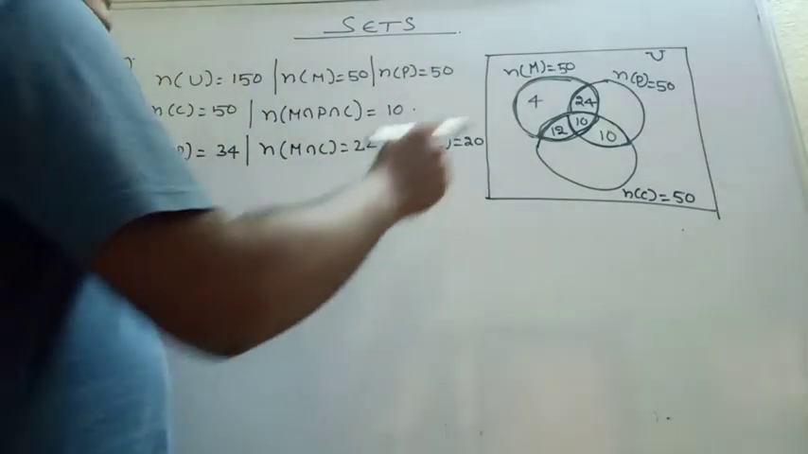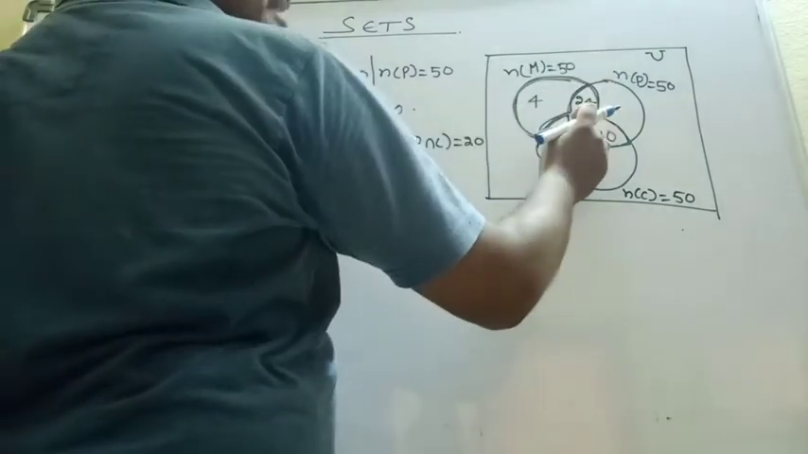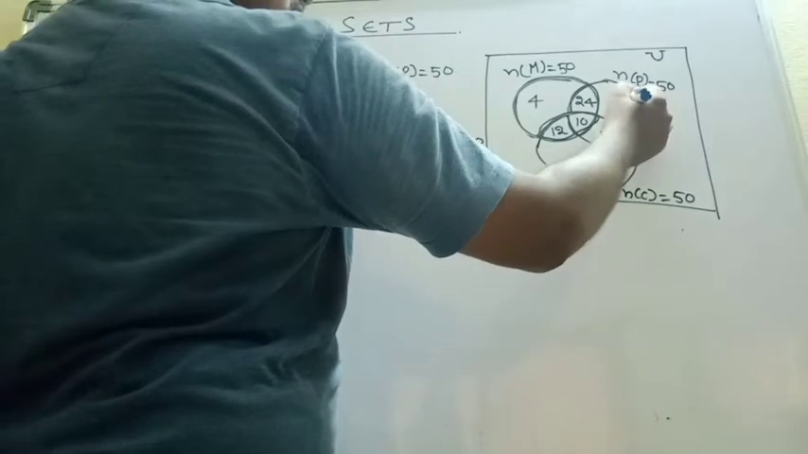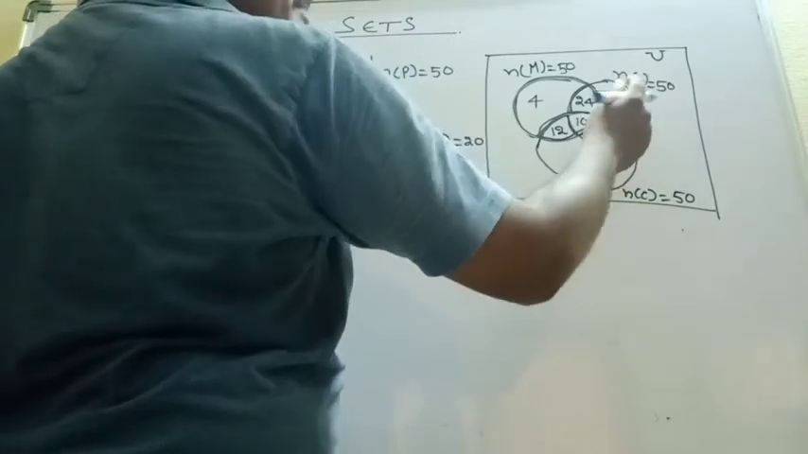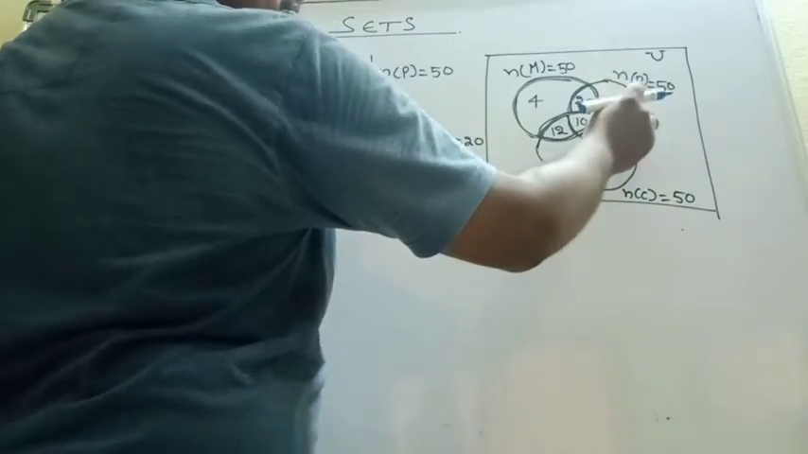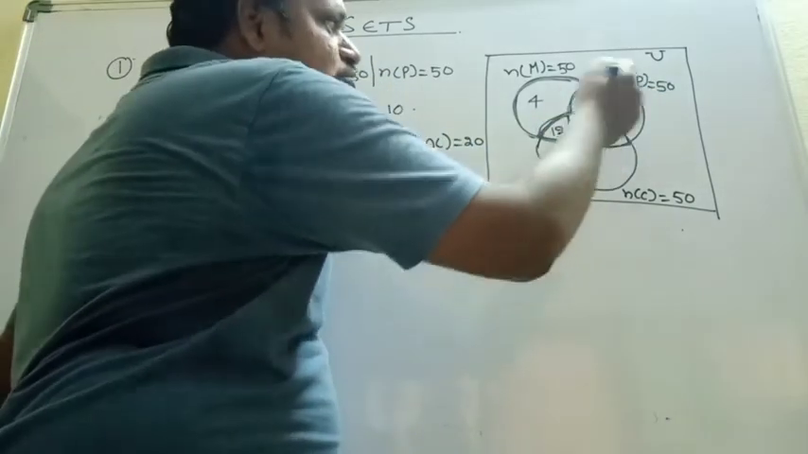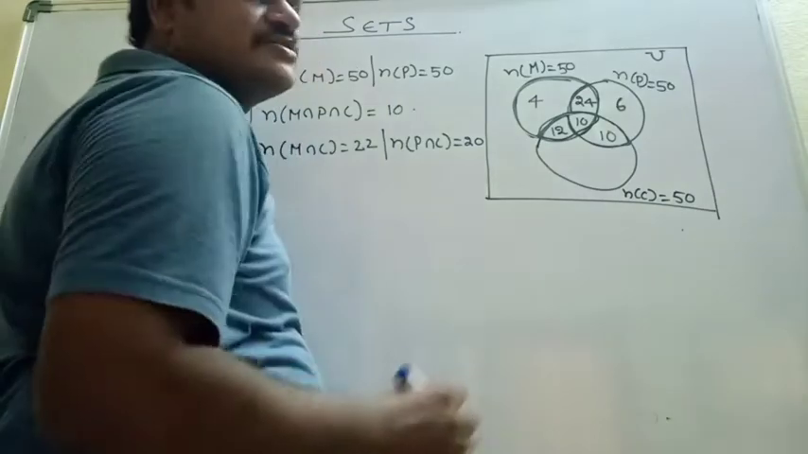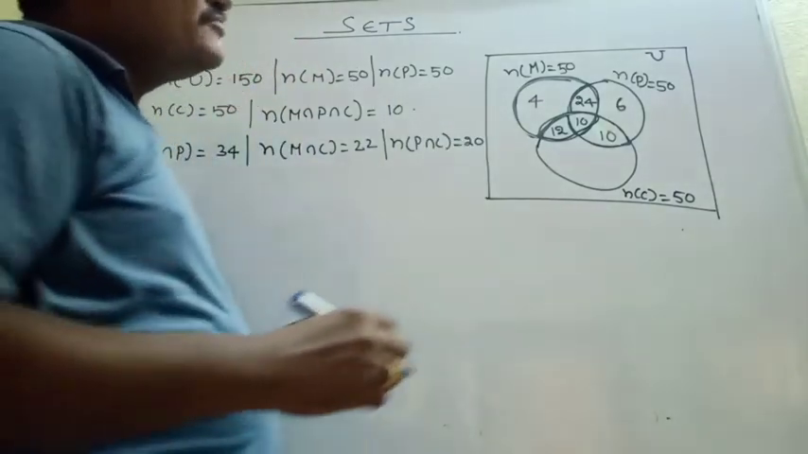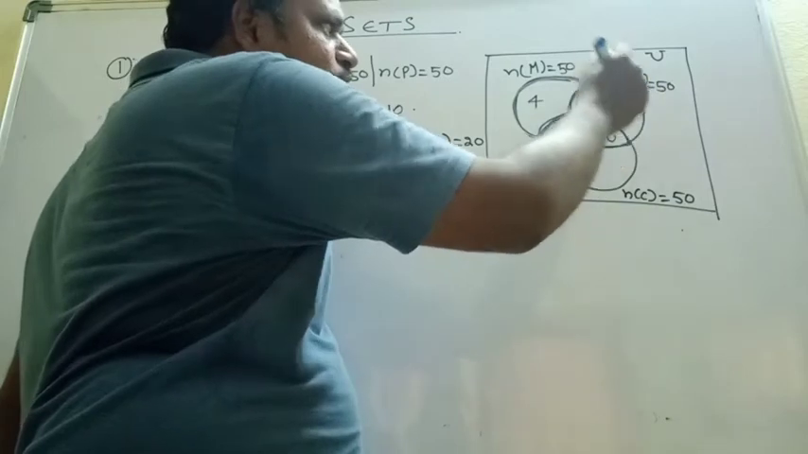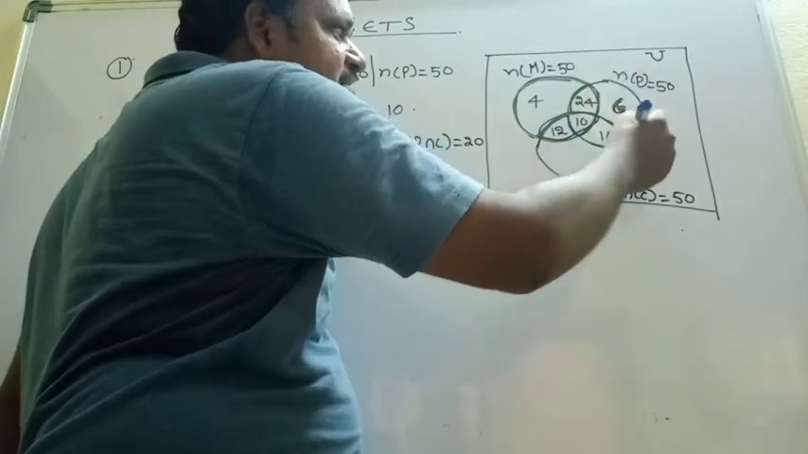And also physics, 24 plus 10, 34 plus 10, 44. So 6 students will study only physics, because if we add all these, 24 plus 6 is 30, 30 plus 10 is 40, 40 plus 10 is 50. Now you have a total of 50 who study physics. That means this 6 indicates the students who will study only physics. This part indicates it like this.